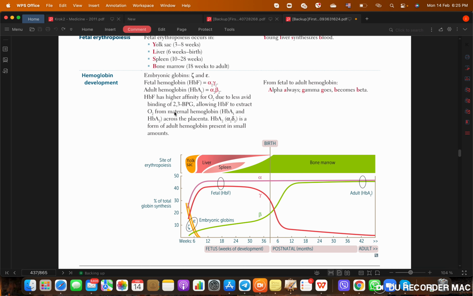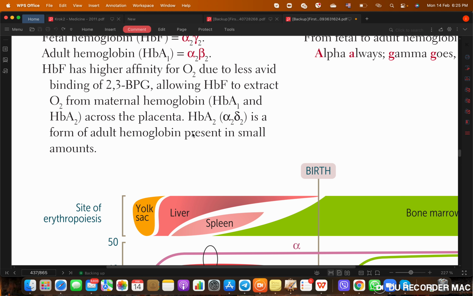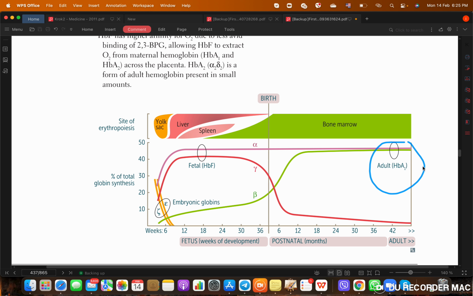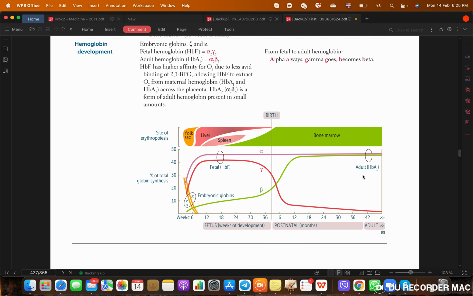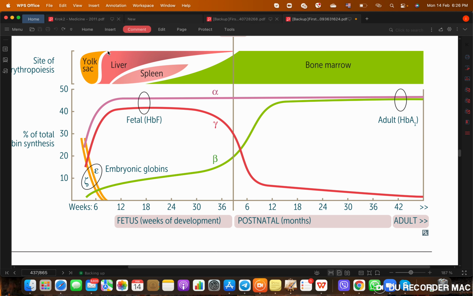Okay? Good. So hemoglobin A2, not A1 now, is an alpha 2 delta 2, a form of adult hemoglobin that is present in a small amount. I repeat, the most common type is A1, which is made out of alpha hemoglobin and beta hemoglobin. Fetal hemoglobin is made out of alpha and gamma. It has much higher affinity than adult hemoglobin because these patients tend to have much lesser binding to the 2,3-BPG.